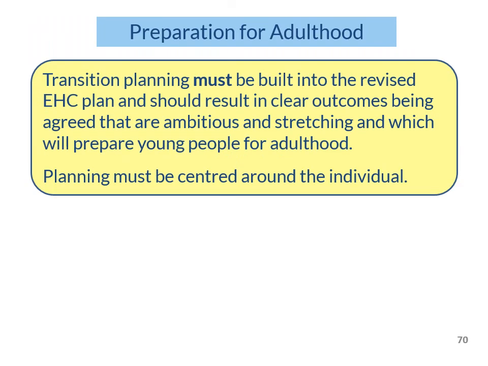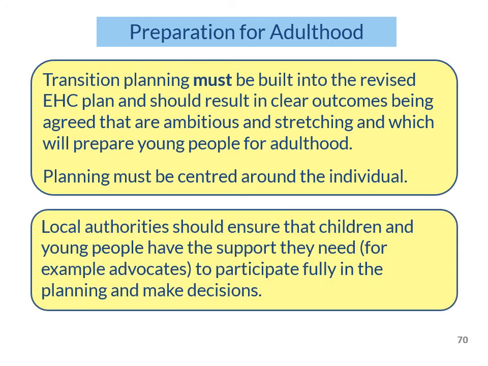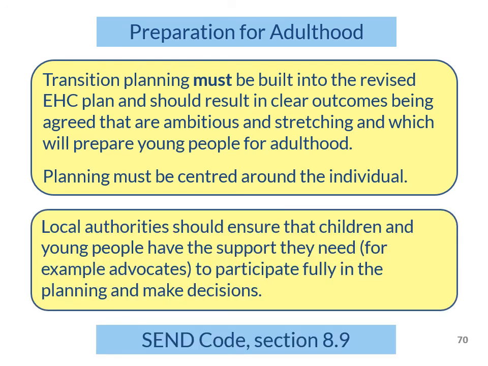The SEND code says that transition planning must be built into the revised EHC plan and should result in clear outcomes being agreed that are ambitious and stretching and which will prepare young people for adulthood. Planning must be centred around the individual. So the EHC plan will fit the individual young person, not the other way round. Local authorities should ensure that children and young people have the support they need, for example, maybe an advocate, to participate fully in the planning and to make decisions.